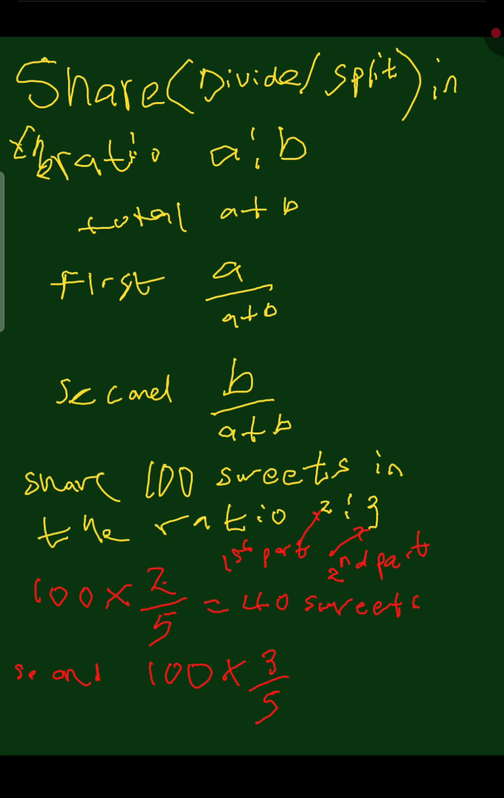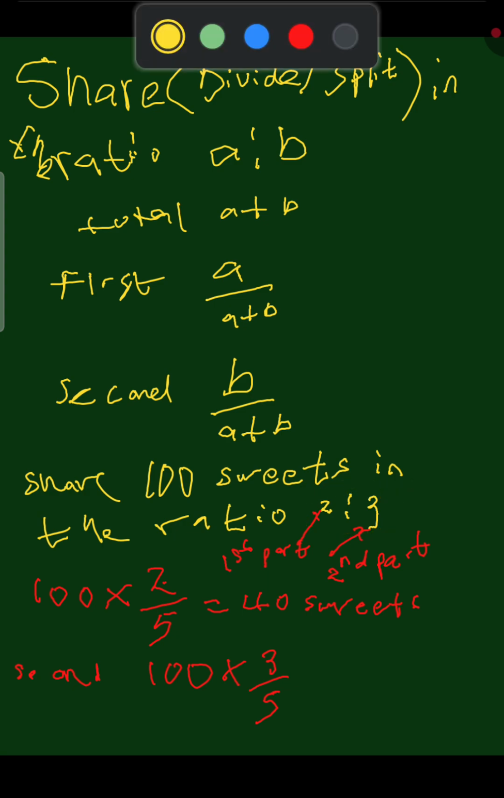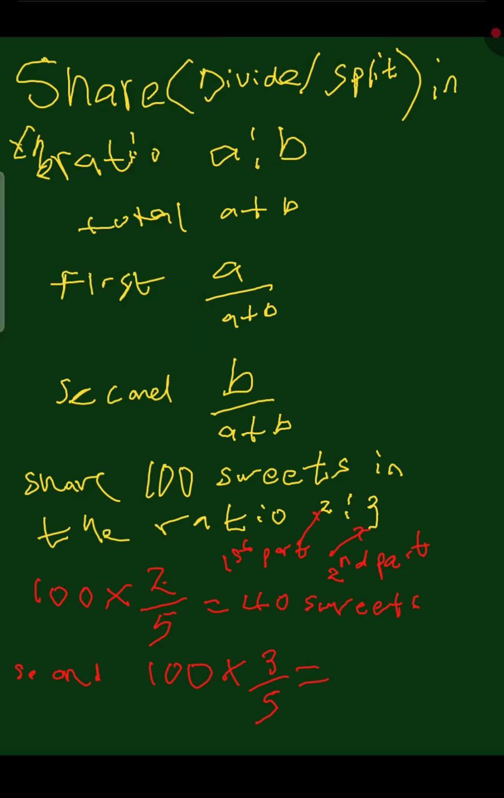Then here we are seeing the first person, in the 100 sweets that are available, the first person will get the 2 parts out of the whole 5. So as a total, this is 5 as a total, but the first person will get 2 out of the total. Then the second person will get 3 out of the total, which is 5. So here now the answer will be 60 sweets.